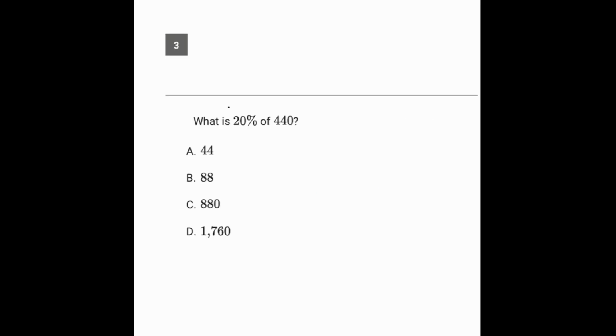Now going to question number 3, here we have 20% of 440. Now 20% in decimal form would be 0.20, because to move from percent to decimal, you move the decimal 2 spaces left. So you have 0.20, and that's of, which, by the way, of means multiply in math. So 0.20 times 440. And now it can go into your calculator, and that comes out to 88, which is answer choice B here.